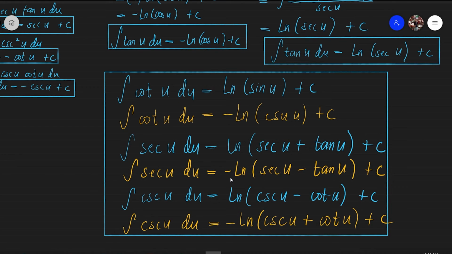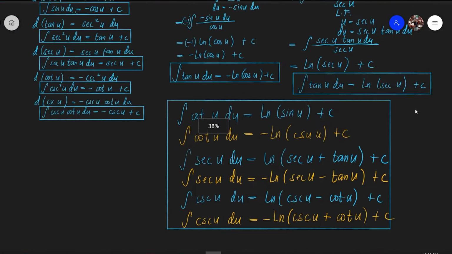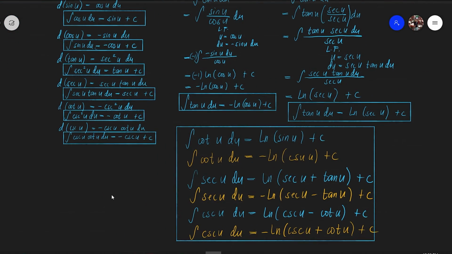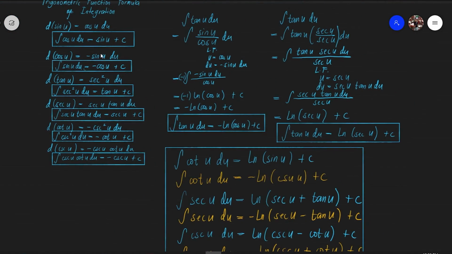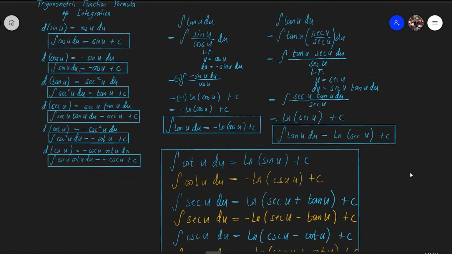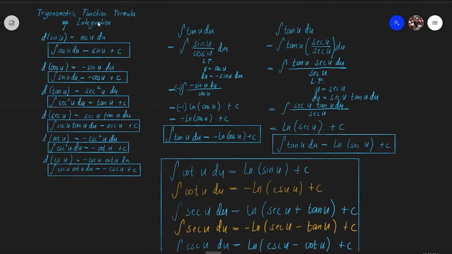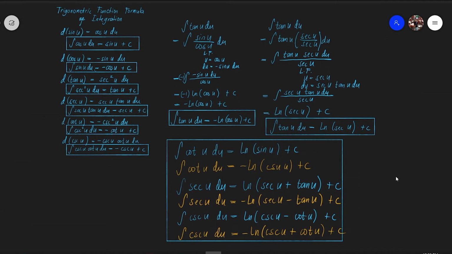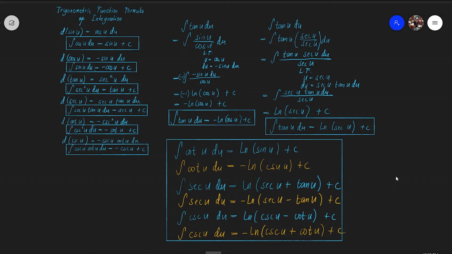Now, as you can see, how many formulas are there? We have here 6, 6 plus 2, that is 8, plus 6. So there are 14 formulas so far. That is for the trigonometric function formulas of integration. So there are 14. Before I begin with the sample problem, let me reiterate this point first.